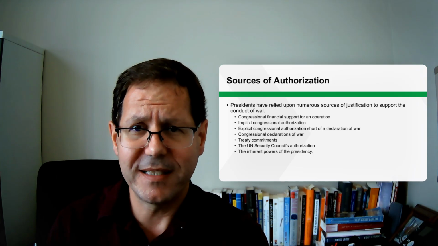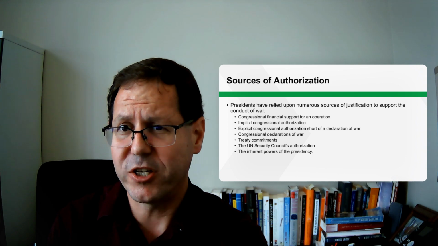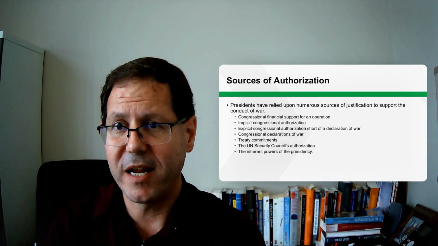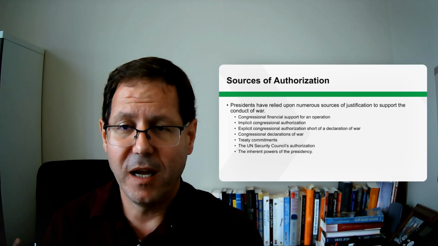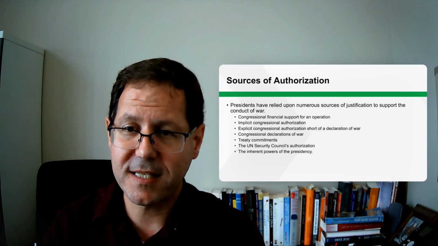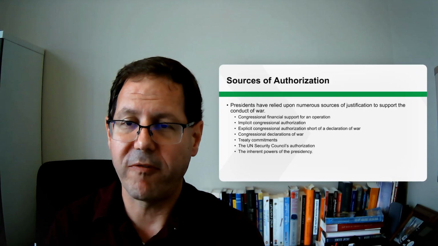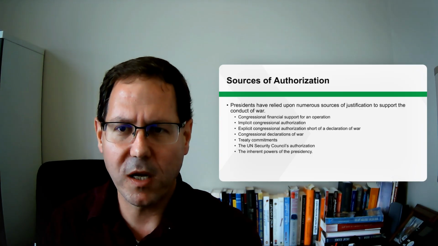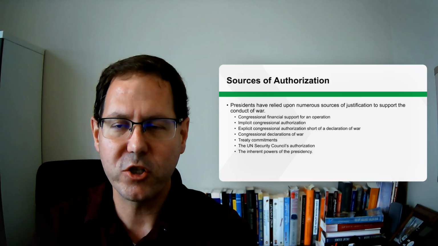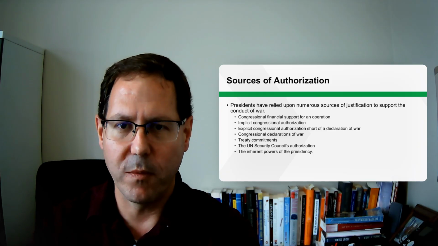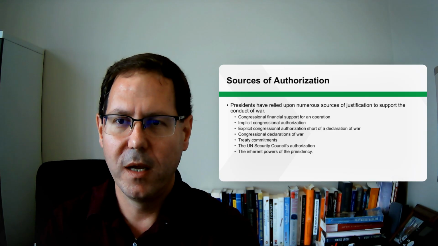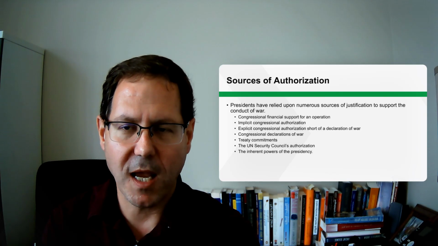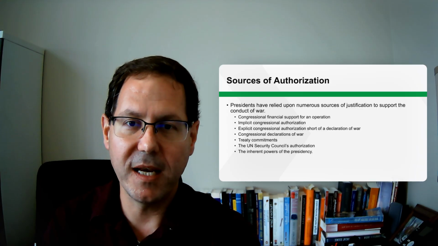Sometimes that authorization comes in the form of treaty commitments that the United States has signed on, and Congress has ratified treaties. So if NATO takes military action under Article 5 of its charter, a president could go to Congress and say, I don't actually need additional authorization. This was implied when you ratified the NATO charter. We're already signed on and I already have the authorization I need.